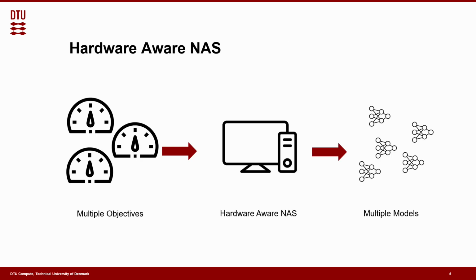So then some smart people came up with what has been known as hardware-aware neural architecture search, where we now have multiple objectives. You probably still have some accuracy you want to achieve, but you also have some memory constraints you want to stay within, and some energy constraints, and so on. Then you run this through your hardware-aware neural architecture search, and you get out a bunch of models on what we call this Pareto frontier of models, where it's not possible to improve one of these metrics without also deteriorating another one.